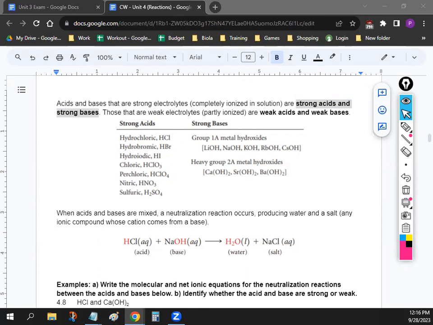Yeah, weak acids partially release H plus. So not all of the weak acid molecules give up H plus. Same thing with the weak bases. Only some of them give it up, whereas with strong ones, they completely give it up.